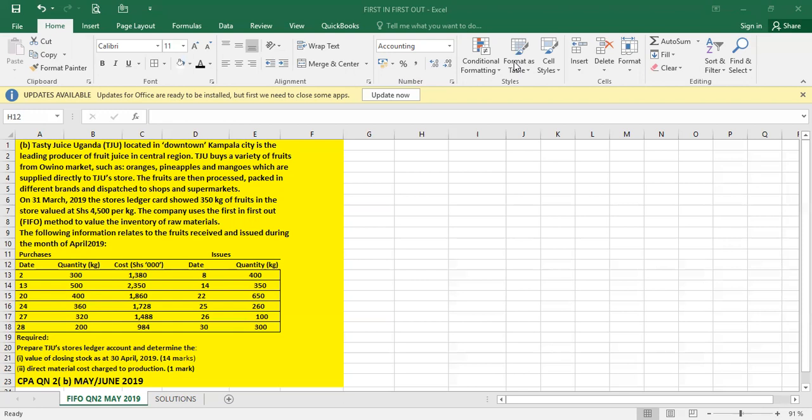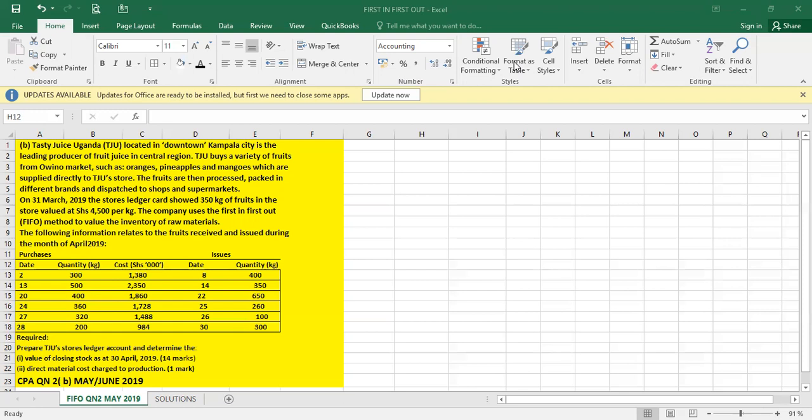I'm going to start with FIFO, because the question is asking for FIFO. The company is using FIFO. So when I finish this, we may use the same question to see the other methods, or we may select a different question and use other methods.